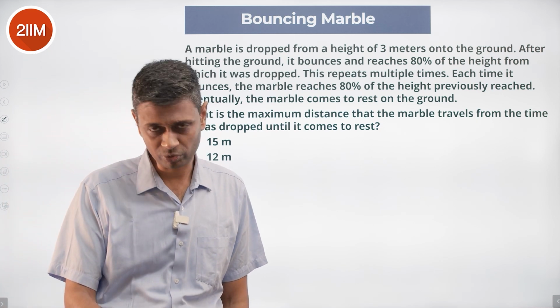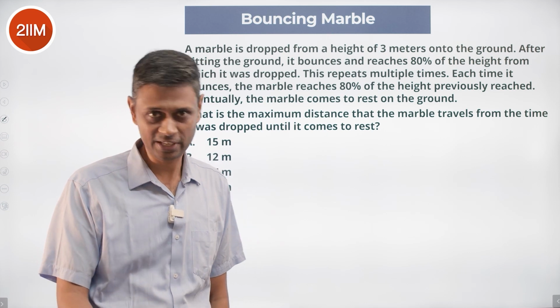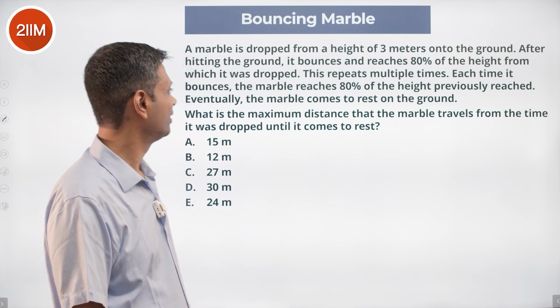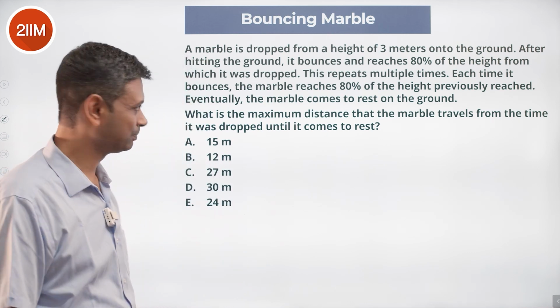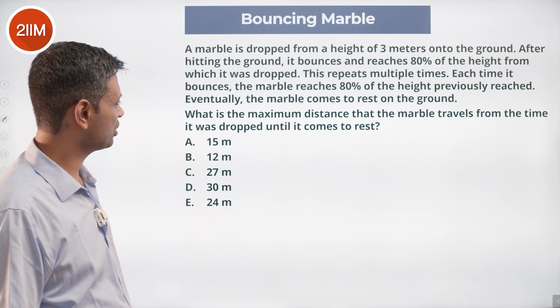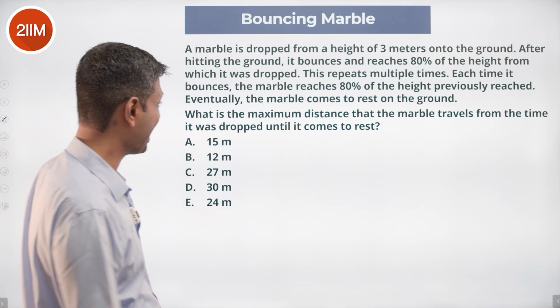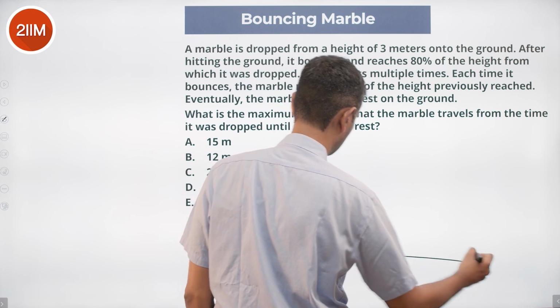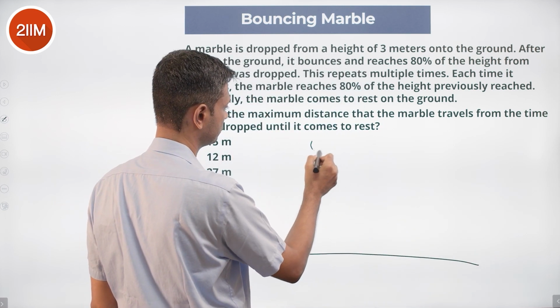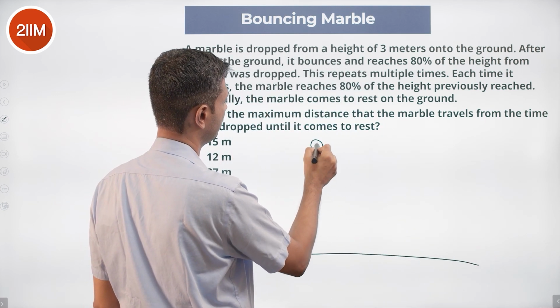Actually, it doesn't. It keeps bouncing. It can't rest on the ground. Finally, it keeps bouncing at 80%, but it's negligible. What is the maximum distance that the marble travels from the time it was dropped until it comes to rest? There's a marble here at a height of 3 meters.